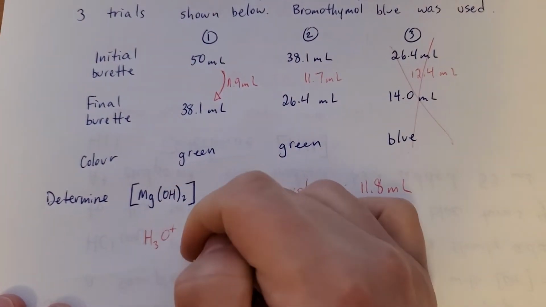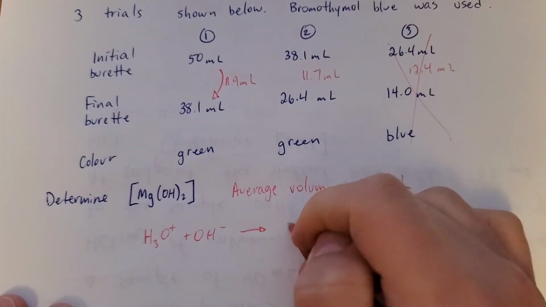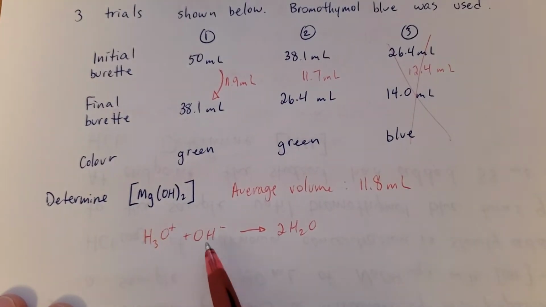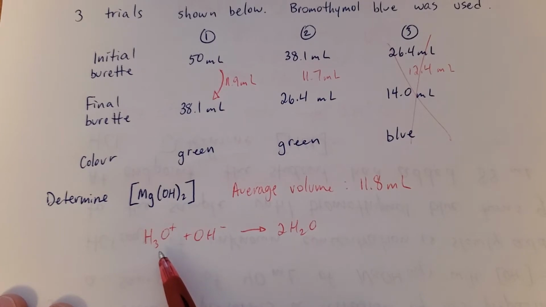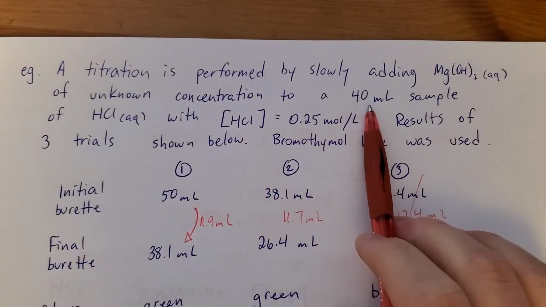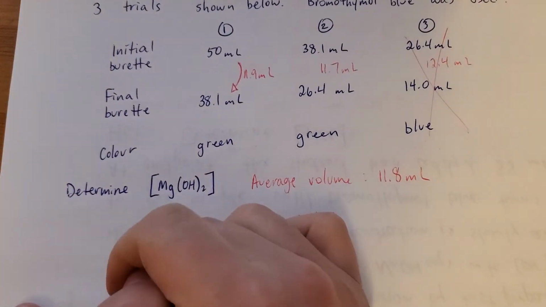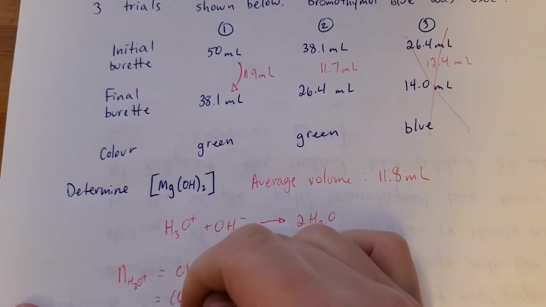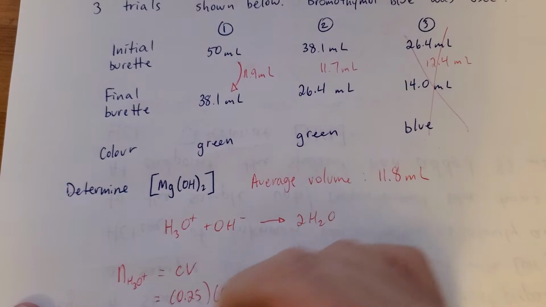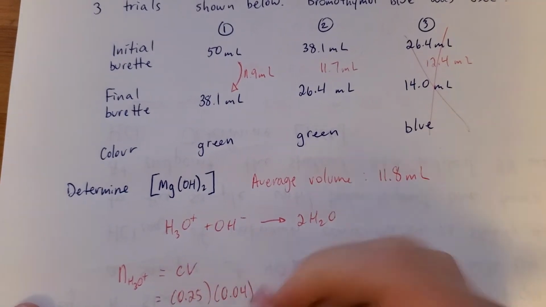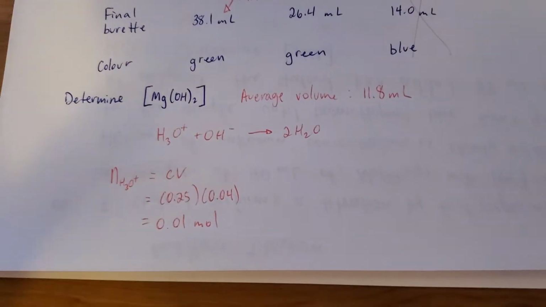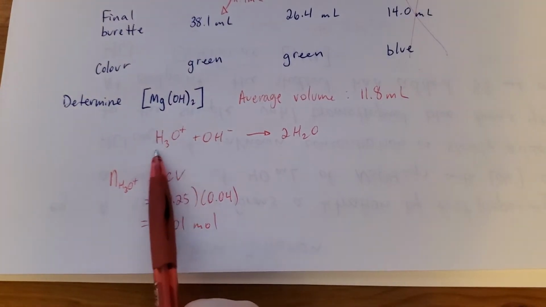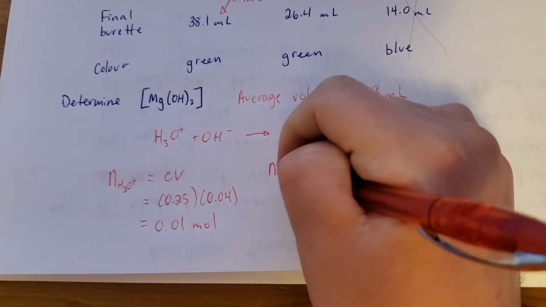As always with strong acid, strong base, the reaction is just a 1-to-1, producing 2 moles of water. So in this case, we're going to find the number of moles of hydroxide. It equals the number of moles of hydronium, which we're going to be able to figure out from volume and concentration. So let's do that right now. Okay. So we have 0.01 moles of hydronium. 1-to-1 ratio here means that that is also the number of moles of hydroxide.